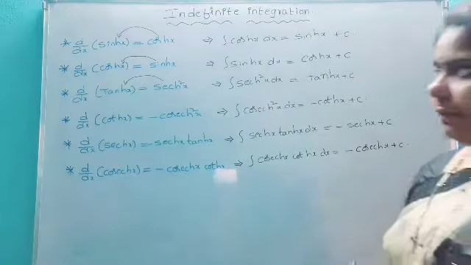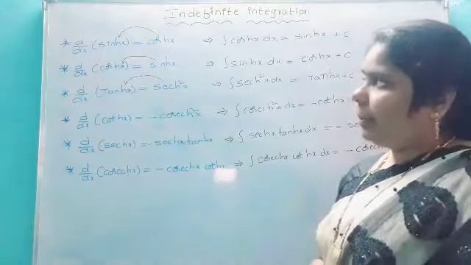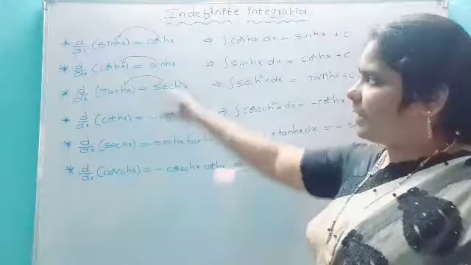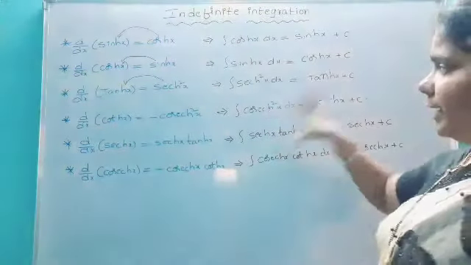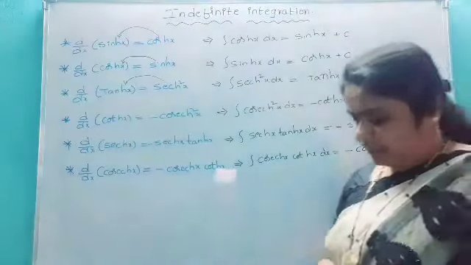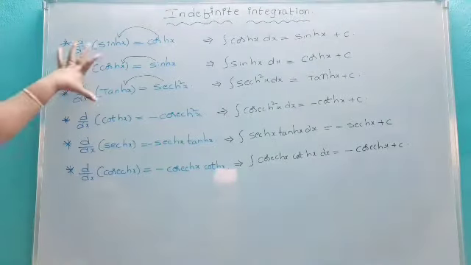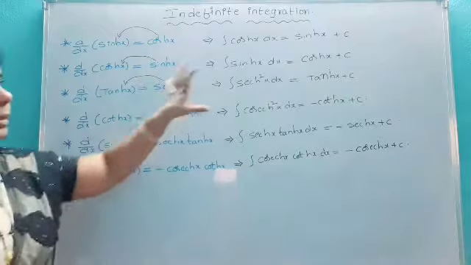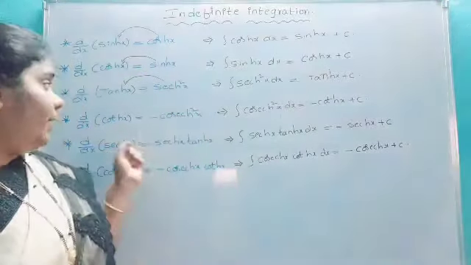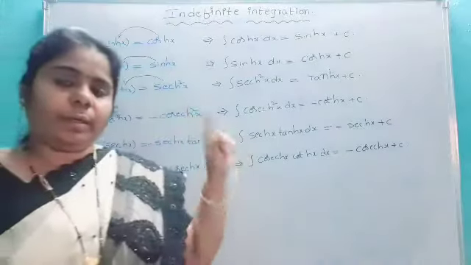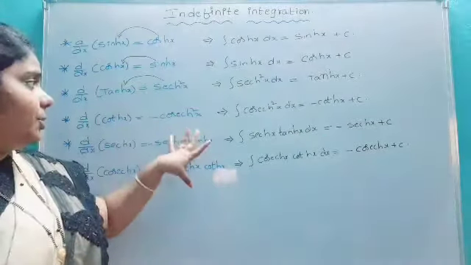When we have a c, there is a negative in the trigonometric functions, but in the hyperbolic functions, first 3 positive, next 3 negative. That is the main observation. We are observing that point mainly.